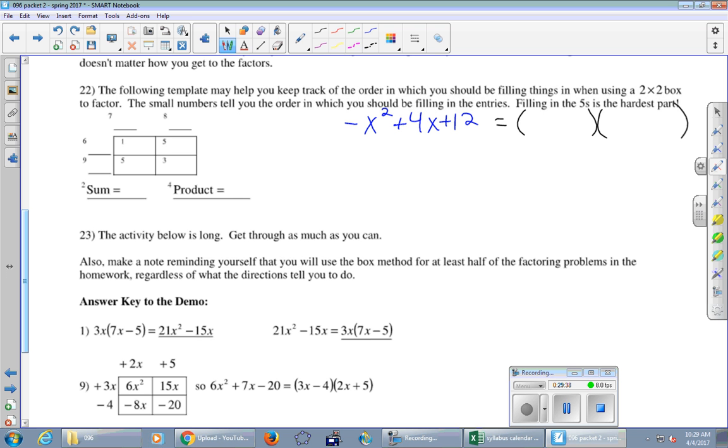Okay, negative x squared. Where does it go in the box? Top left. Negative x squared. How about that 4x? Is it in the box or is it out of the box? It's out of the box. What is it? It's the sum. Include that plus sign, please. Plus 4x is the sum. Next up is the plus 12. Where's that go? That's the bottom right. Again, include the plus sign.